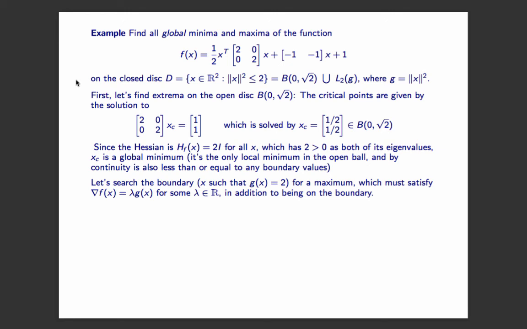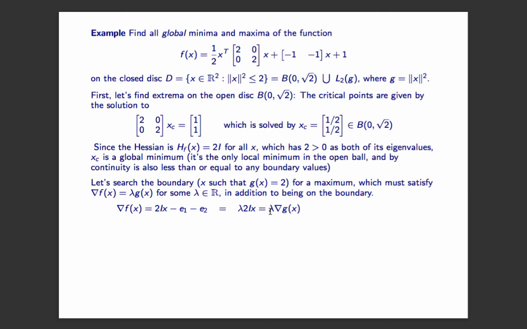Now, let's search the boundary for the maximum, since we've already found the global minimum. Since we're on the boundary, we're constrained to an equality for some constraint function g. In other words, we're constrained to x such that g of x is specifically equal to 2. So, Lagrange multiplier theory tells me that the gradient of f, which is 2 times the identity times x minus (1, 1), which we wrote this way.